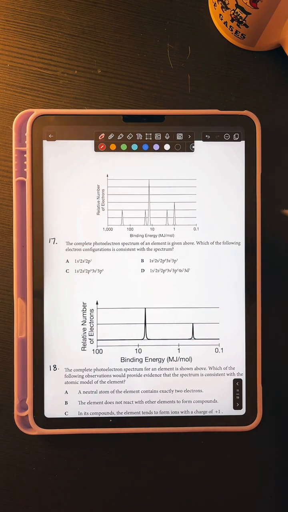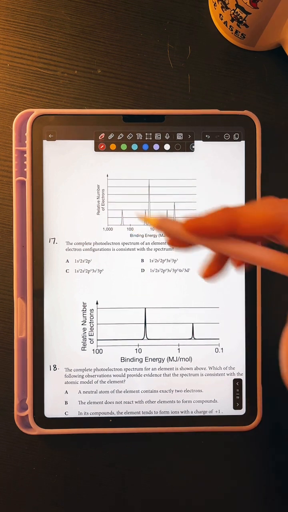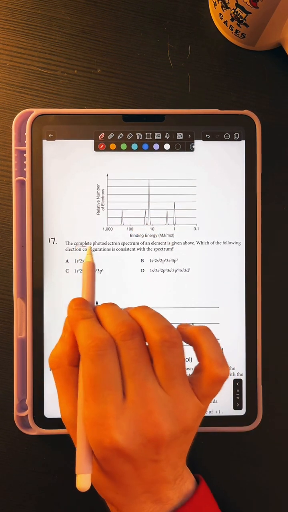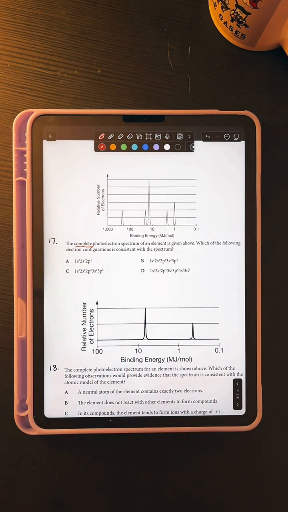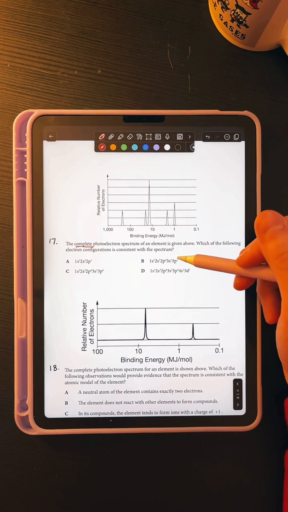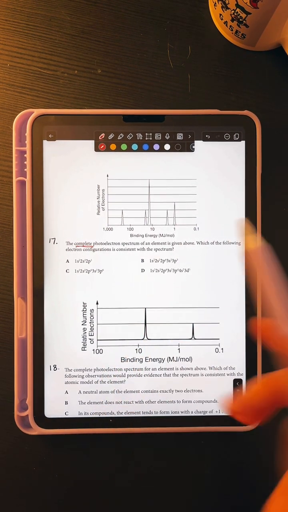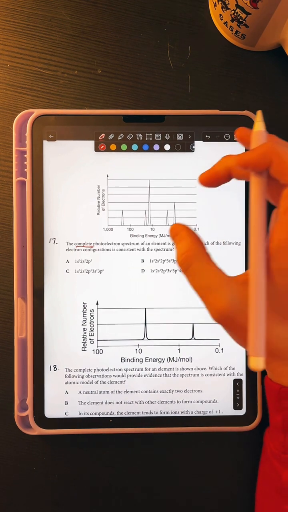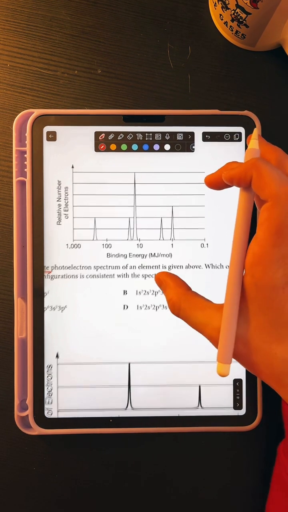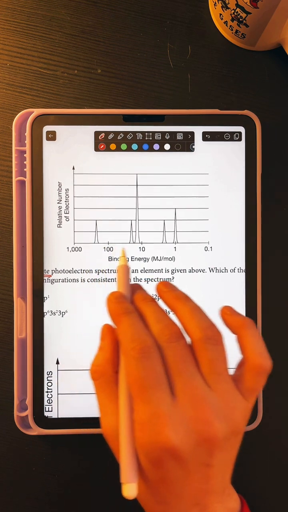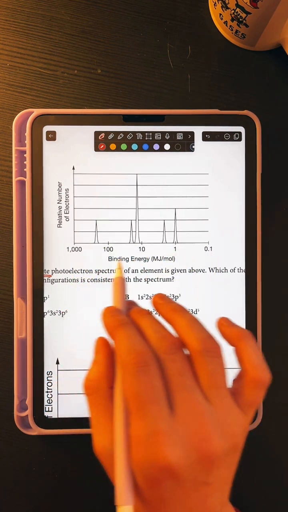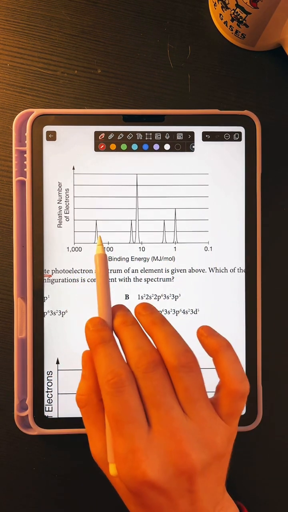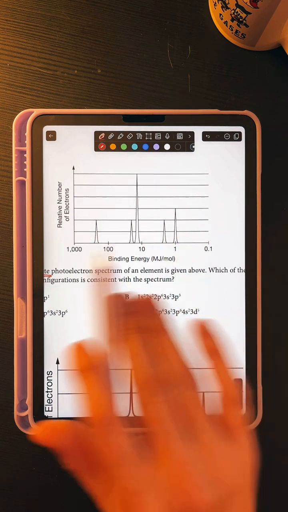Number 17. That's going to be helpful. The complete photoelectron spectrum of an element is given above. Which of the following electron configurations is consistent with the spectrum? So, what is a photoelectron spectrum? This is essentially an electron configuration, just in graph form. And that's all it is.